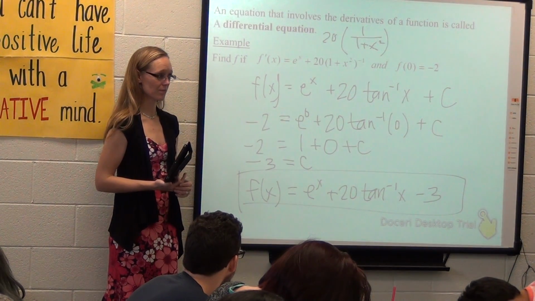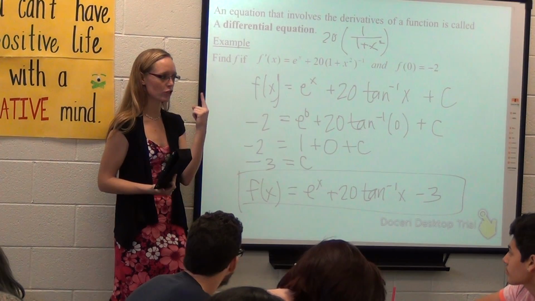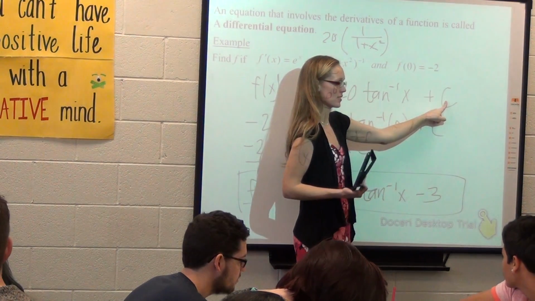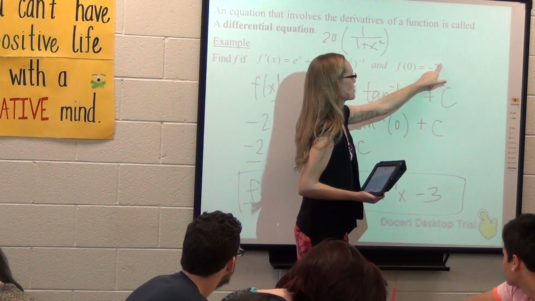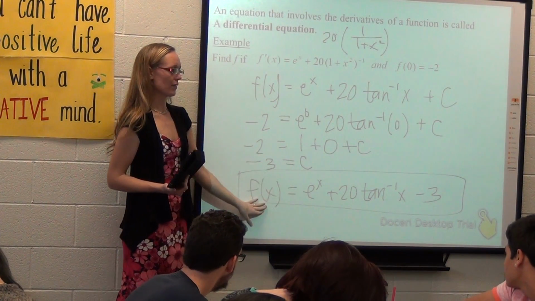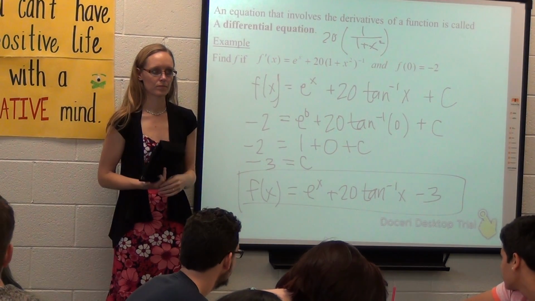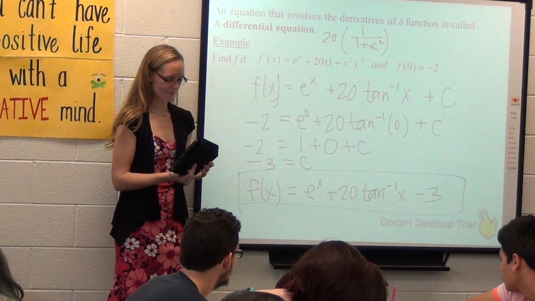Does that make sense? So there's one of two things that you're going to be doing. You're either getting a general antiderivative, and a general antiderivative has to have the plus c at the end, or they're going to give you specific information, and you have to use that to find c, and then you have a function that's very specific. Okay.